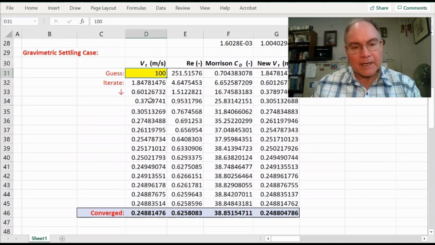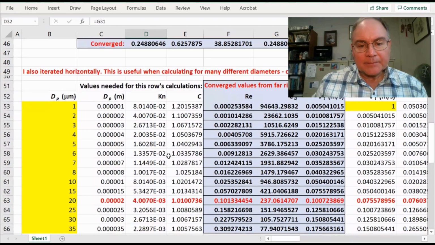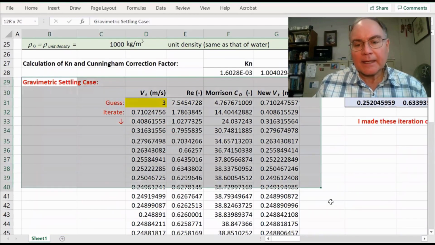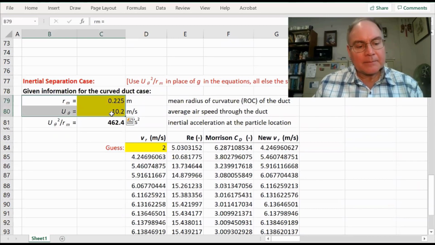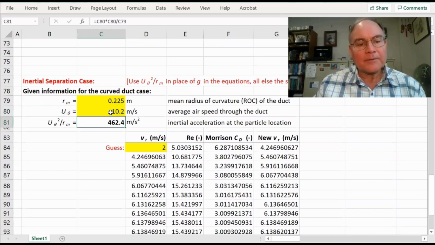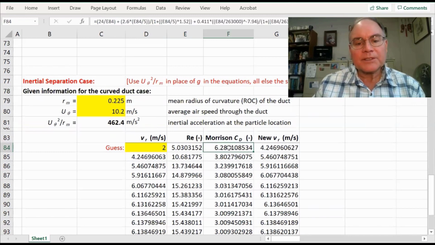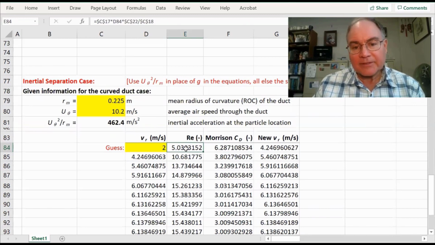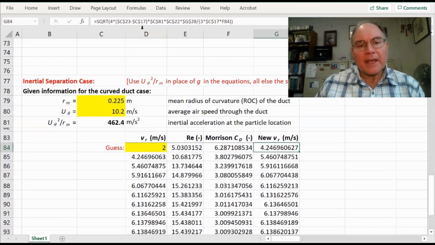I showed you all that before, and I showed you that you can use any guess here and it still works. And then I iterated horizontally. Well, I literally copied this whole thing and pasted it below here. And all I did was add an Rm and a U theta. And then I calculate U theta squared over R as my fake gravity, my acceleration. And then the rest was copied directly. The only thing different is I call this VR. So in my Reynolds number, I'm using VR, but I'm using the same air density, etc. from before. The Morrison equation is a function of Re to the left of it in my spreadsheet, so there's nothing different there. And then the new VR is calculated from that equation.